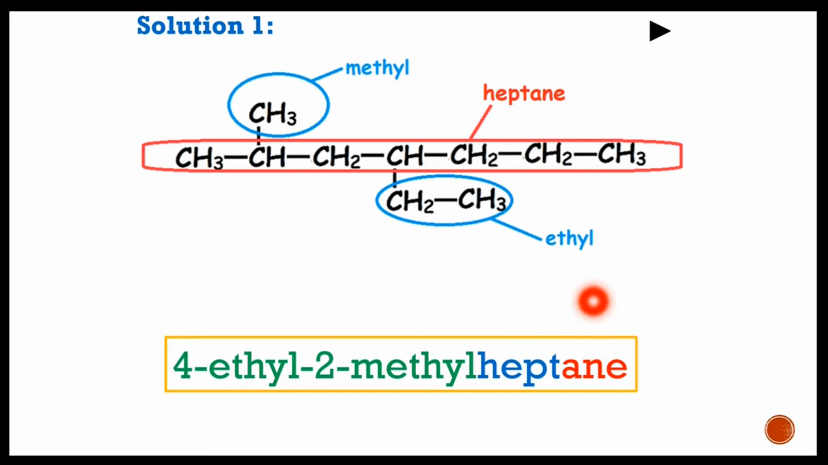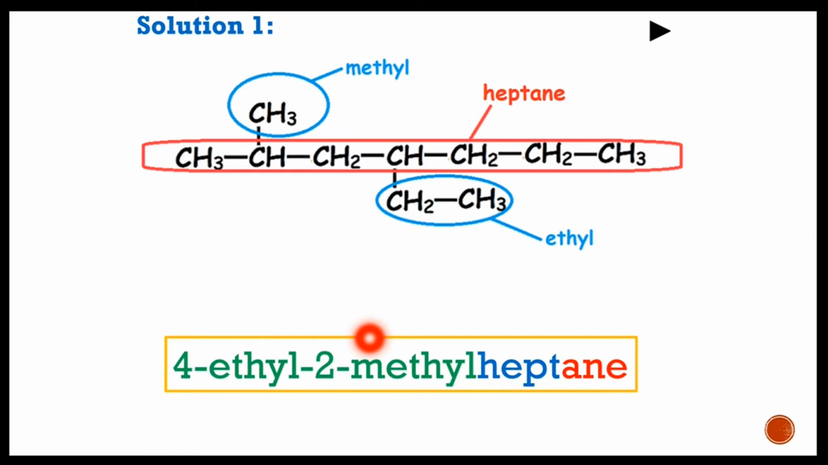Alright, so now let's move on to our substituents. The substituents are 2. The first one is methyl, the other is ethyl. How do you arrange your substituents? We do so in alphabetical order. Ethyl starts with E, whilst methyl starts with M. So what we do is that we bring ethyl before methyl.